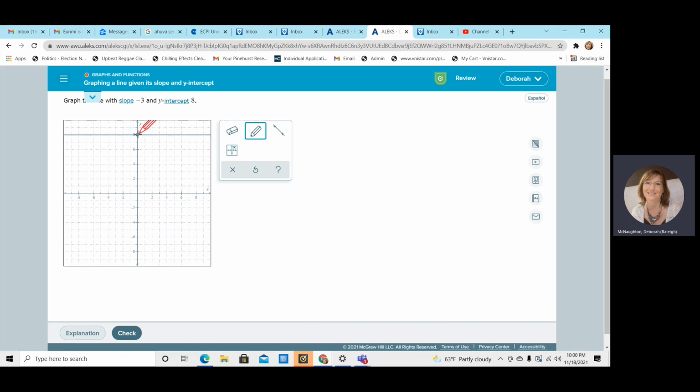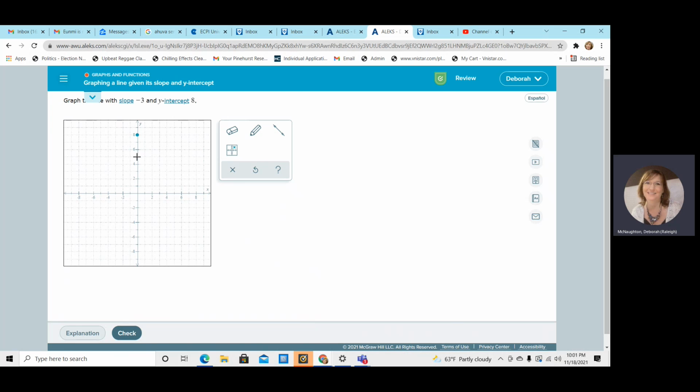And then after we graph that, we can use the slope. Remember, the slope is rise divided by run. So a slope of -3 is the same as a slope of -3 divided by 1. So the rise is -3, which means we're going to go down 3, and then the run is 1, so we'll go to the right 1. So our second point we can get by going down 3, 1, 2, 3, from 8 to 5.